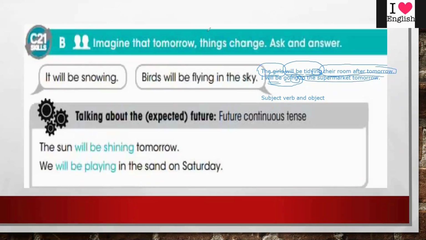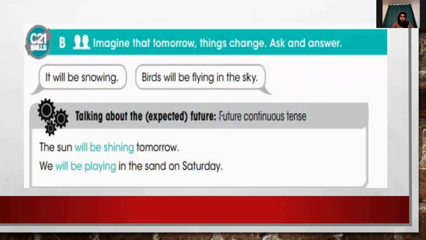The most important thing is to know that in the future continuous tense you must use will be going, for example, will be playing, will be visiting, and so on. You must use will be, then the verb, then ing.